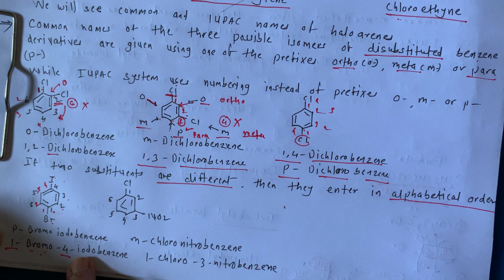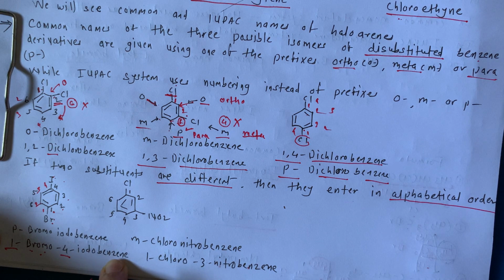B comes first, then I: A, B, C, D, E, F, G, H, I. So B comes first, then iodine. So we wrote over here 1-bromo-4-iodobenzene.